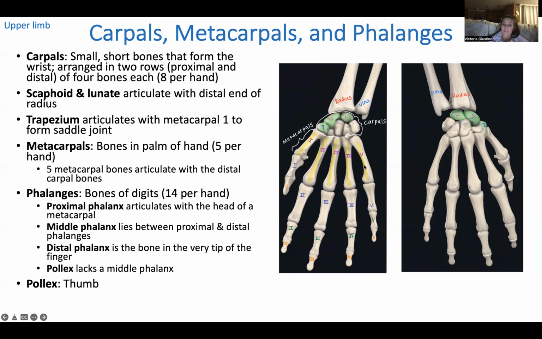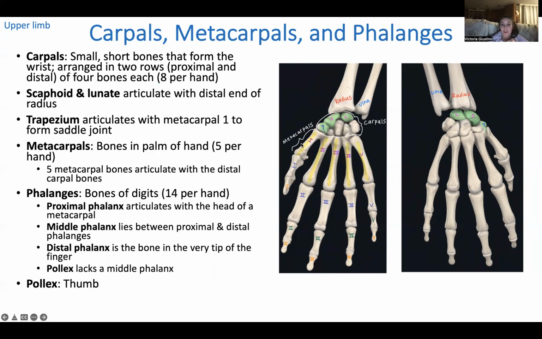So here are your 5 metacarpal bones. And so your metacarpals and phalanges are numbered 1, 2, 3, 4, 5. So the pinky is the 5th finger, and the thumb or the pollex is the 1st. And remember, you point with your pollex.